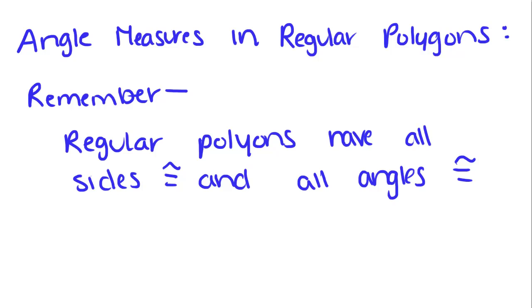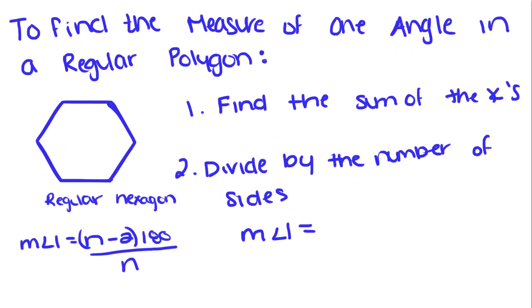So our focus is on regular polygons, specifically the angle measures in a regular polygon. First you need to remember that a regular polygon has all sides that are congruent and all angles that are congruent. That's what makes them a regular polygon.